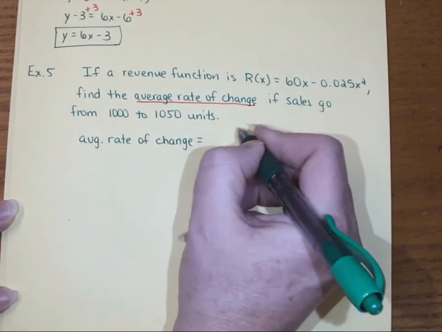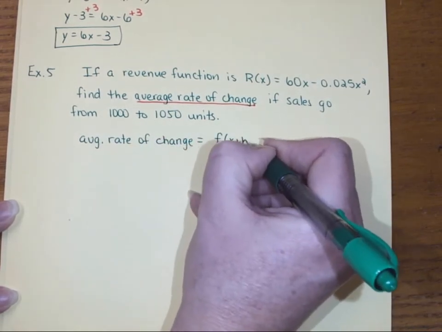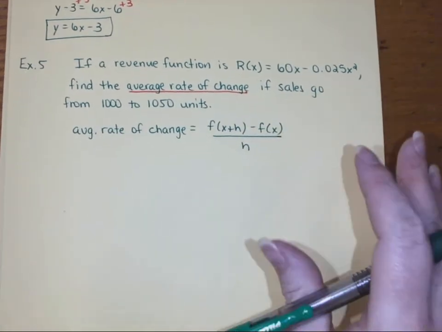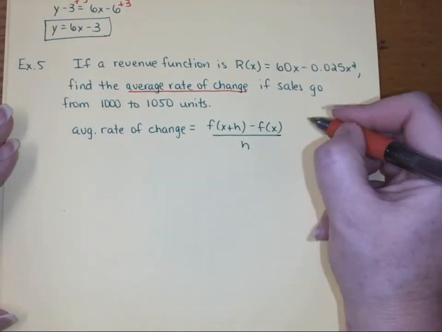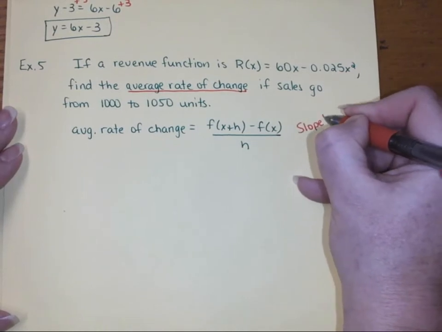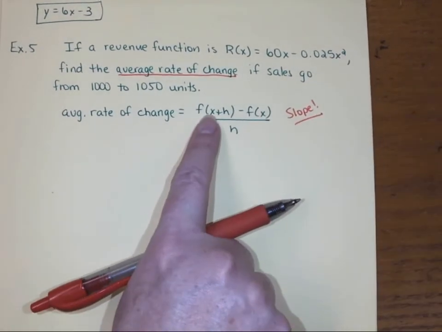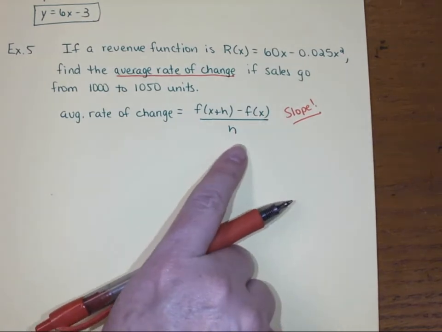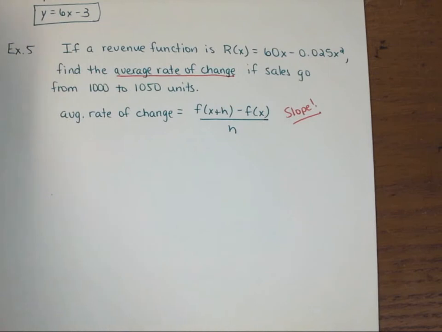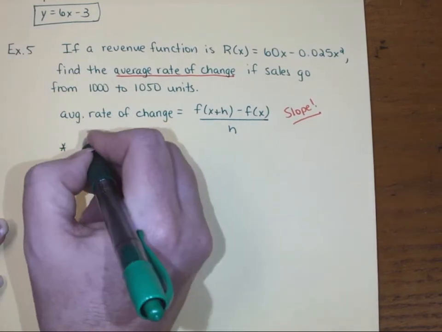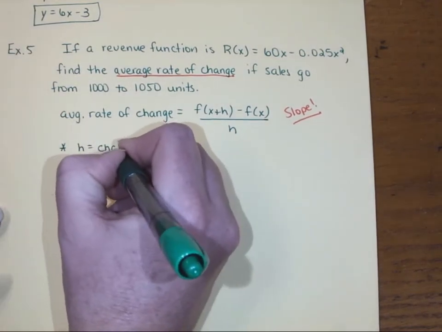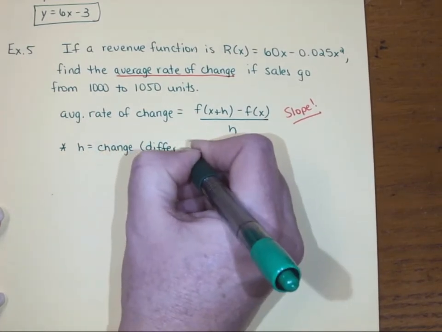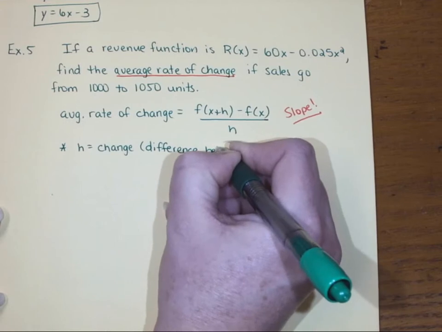Remember, average rate of change is that long formula, just not the limit part. But what I really want you to see is this is just a slope formula. Notice this is the difference between two y's, right? f of x is always the y. And then even h is the difference between the x's. So h is equal to the change, or the difference, between the x's.